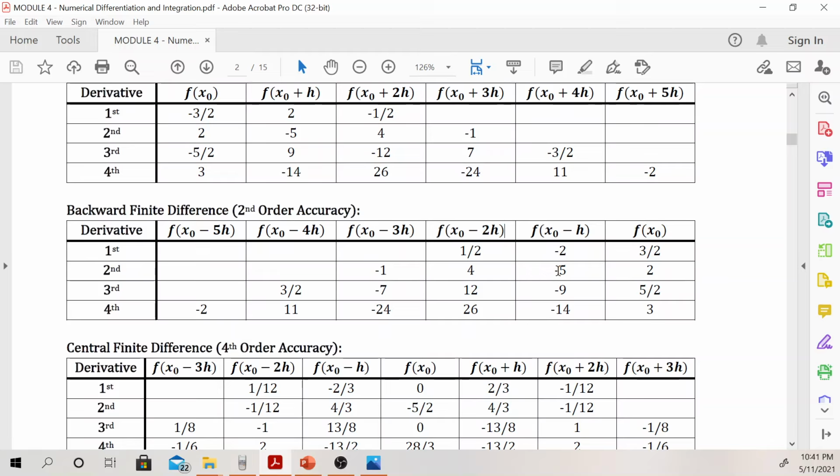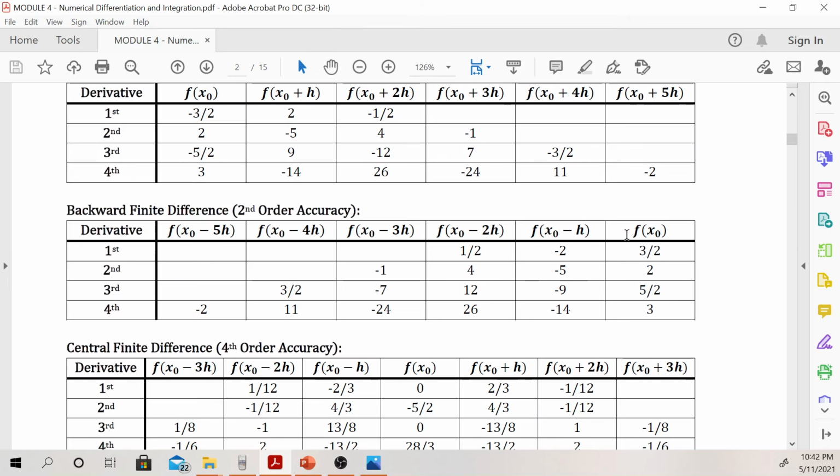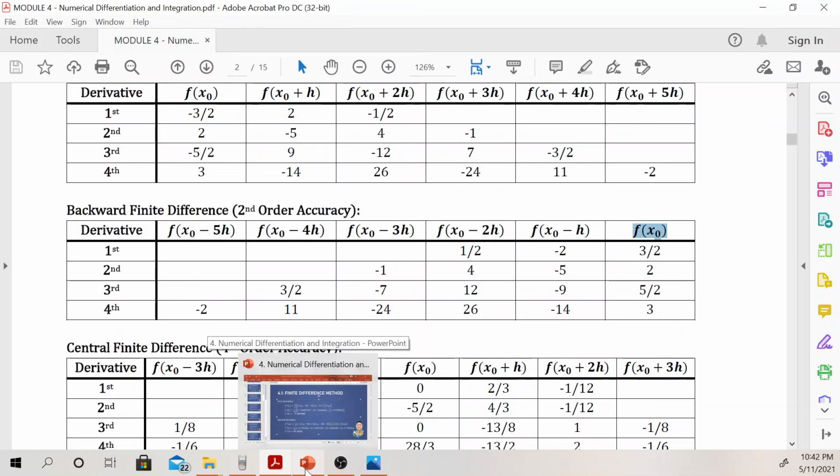Yes, kasi negative 5 ng ito, negative 5 ng f of x sub o minus h. So, yun. And lastly, positive 2. Tingnan natin. So, positive 2 ng f of x sub o. So, at least nagagamit na natin yung table. Hindi mo na kailangan mag-memorize ng formula again.